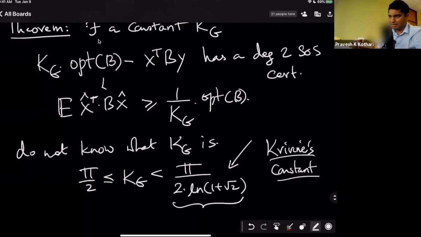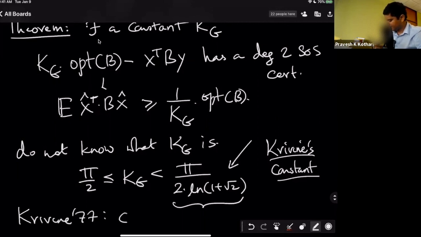By the way, it's better than what we proved for PSD matrices because of this natural logarithm of 1 plus root 2 appearing in the denominator. It's tinier than pi over root 2, pi over 2. And in fact, when Krivine proved this in '77, he conjectured that this is tight.